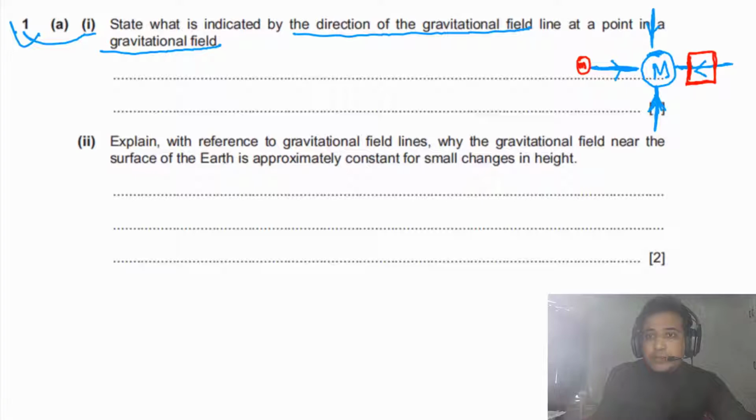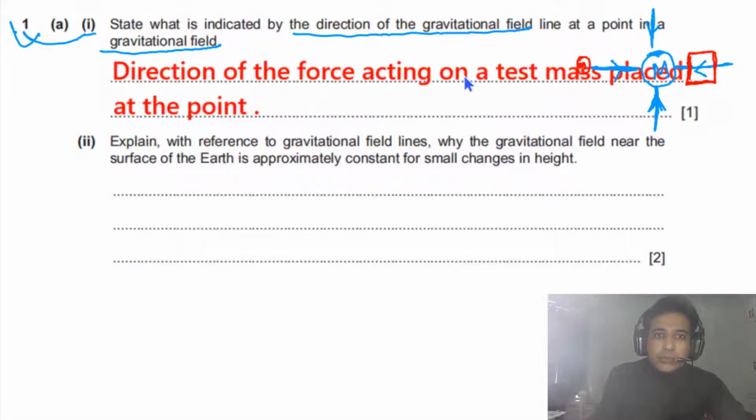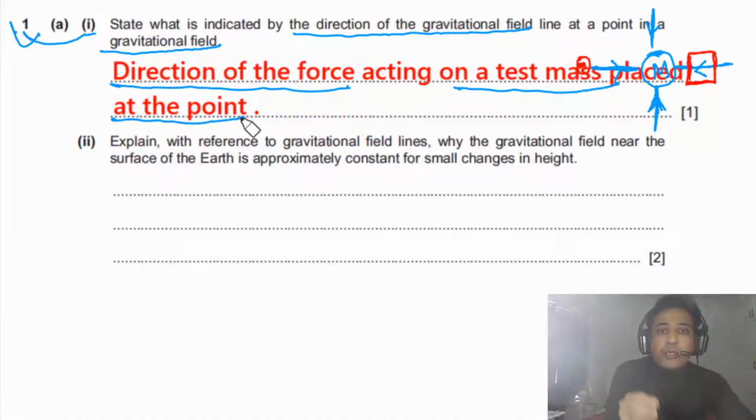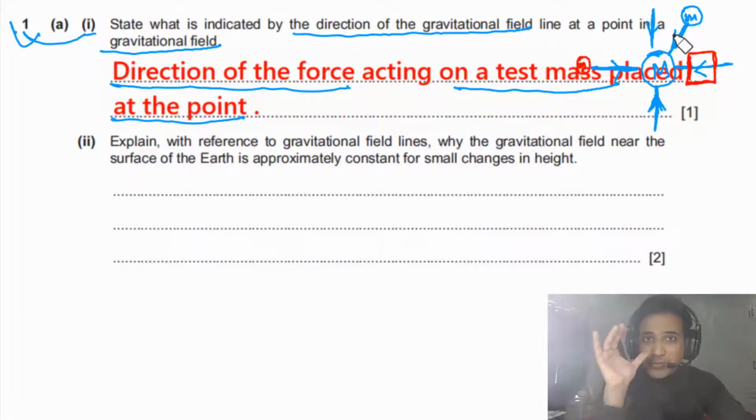How can we write the answer? In order to write the answer for this question, simply we can say the direction of the force. This arrow is representing the direction of the force acting on a test mass placed at the point. So anywhere if you place a test mass, let's say if we place a test mass here, there will be an attractive force on it. So it will be in this direction.